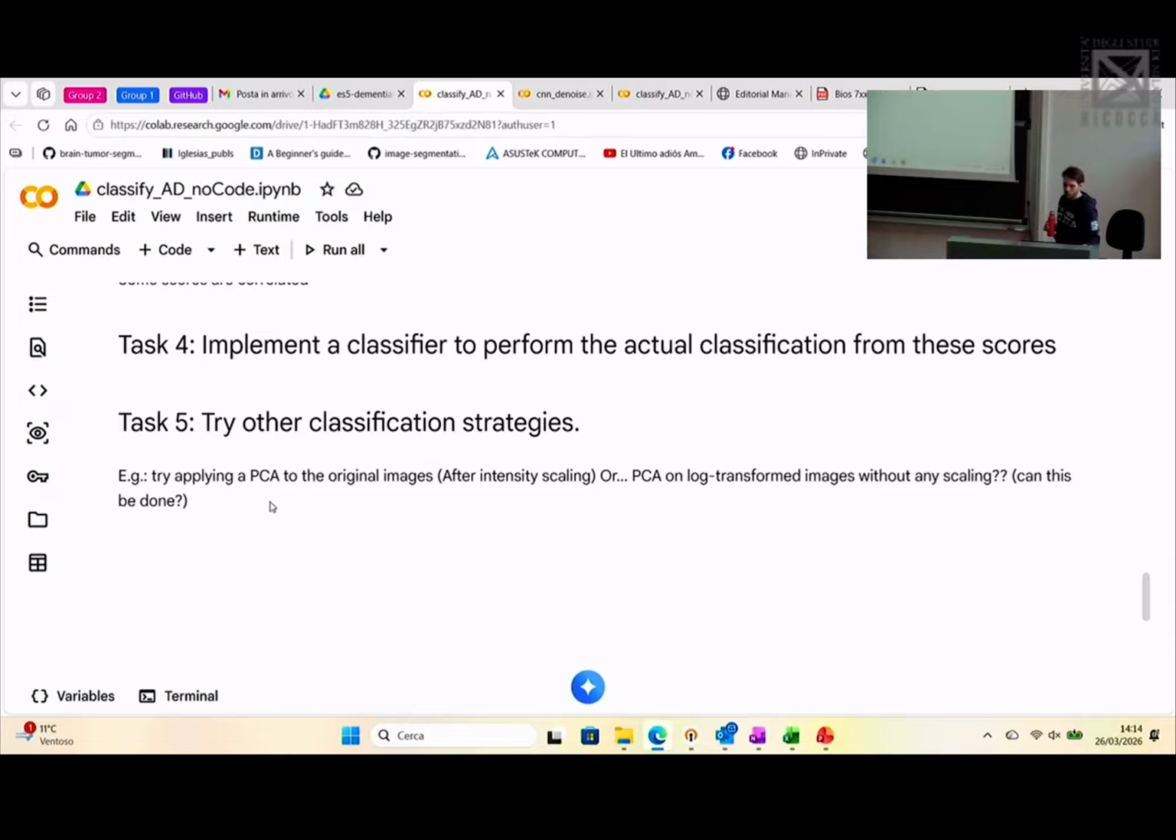So what you could do is take the data and do a PCA. See what happens with that. You will probably need to do some intensity scaling, or you can play with doing a log transform beforehand, but it will be really interesting to try that. Okay, any questions about this task? Then in the next lectures, we will try to apply some AI-based classification, especially unsupervised.